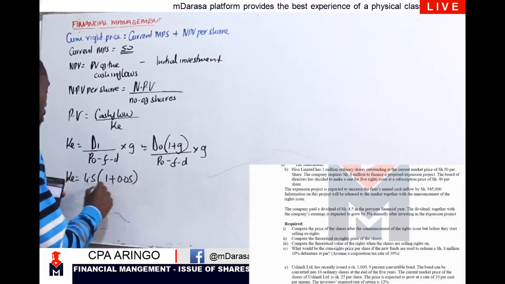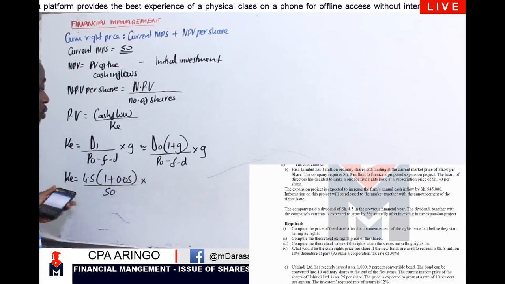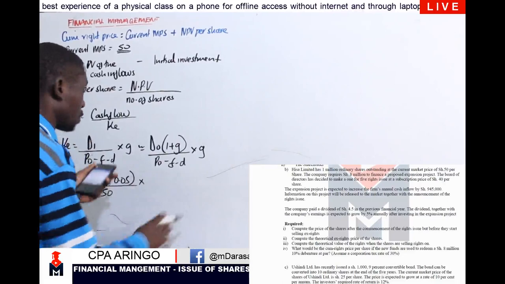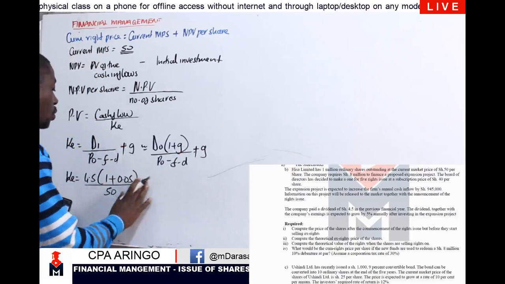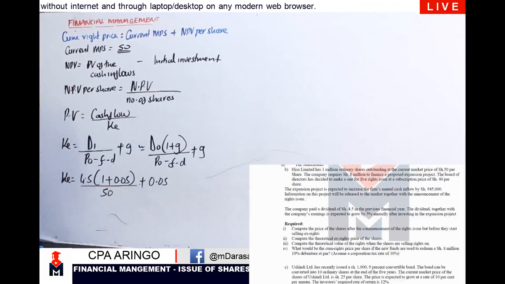All this you are going to divide by our market value, P0. In this case, I'm having 50, and we didn't have any flotation cost or discount. Then we add our growth rate, not multiply, sorry, this one is add. We add our growth rate, which is 0.05. My tongue probably said multiplication, but I've written it wrongly; basically that is plus G, sorry. So once we have this, what can we have?